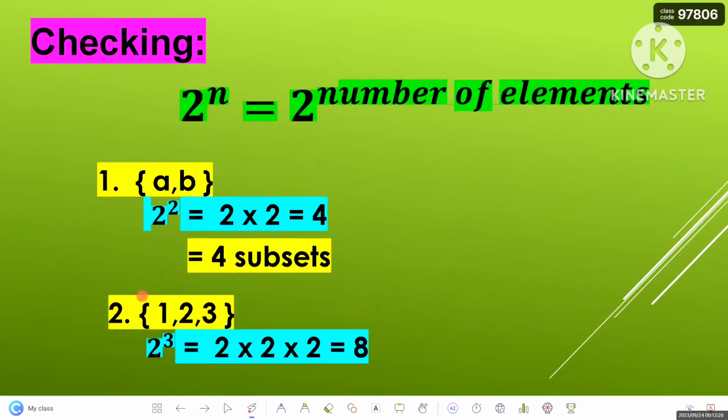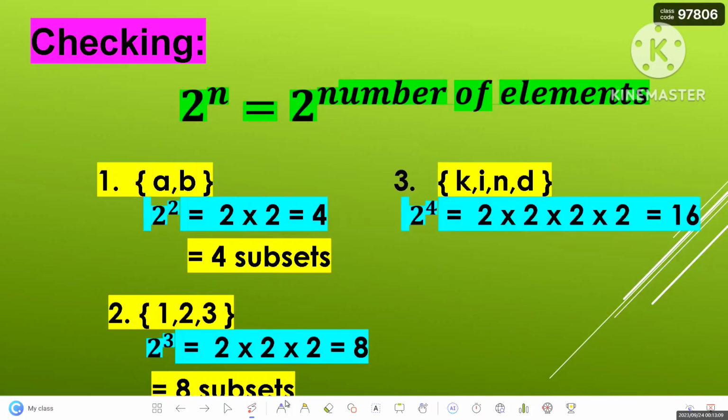Next. Number 2. We have 1, 2, 3. 3 elements. So ito yung ating formula, 2 raised to n. So papalitan natin ng n ng 3. Bakit 3? Kasi tatlong elements meron tayo. So 2 raised to 3 ang basa dyan. 2 raised to 3 equals 2 times 2 times 2. Imumultiply natin yung 2 ng tatlong beses. So 2 times 2 is 4 times 2 is 8. So therefore, we have 8 subset. Kapag tatlong elements, 8 subset tayo.